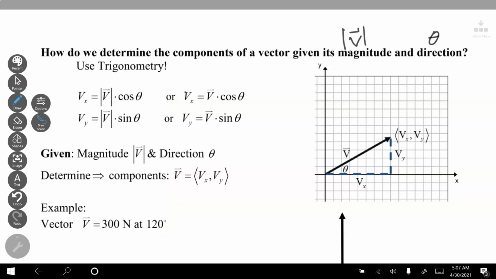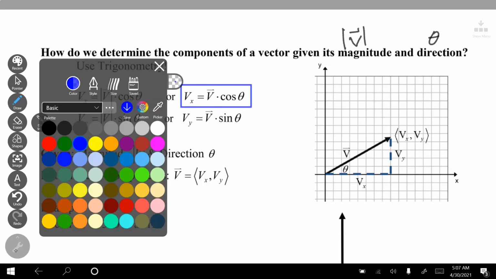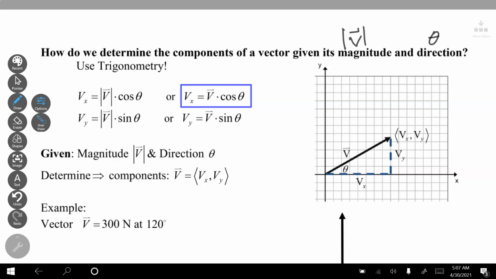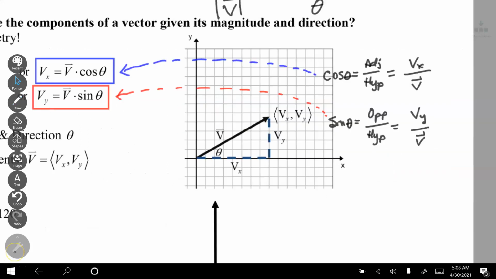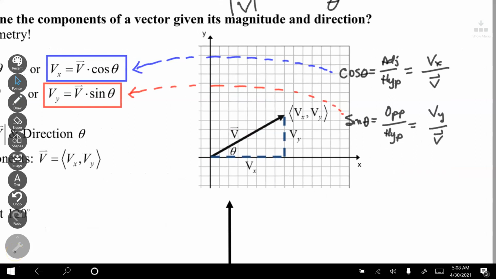We are using the x component is equal to the vector times cosine of whatever angle is given to us, and the y component is equal to the vector times sine of the direction given to us. So if we look at our picture of what a vector looks like, we have a vector. This is the vector here. It has an angle. It has an x component. It has a y component, which is combined right here.